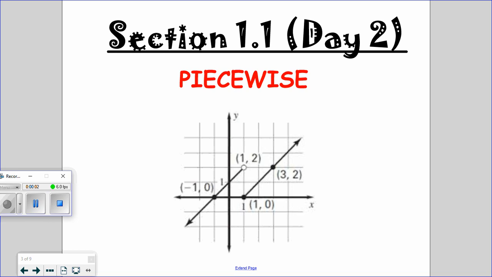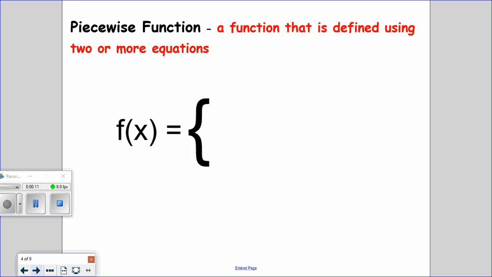Day 2 of 1.1, we are talking piecewise functions. You probably have had an intro to piecewise functions. What warrants getting the name piecewise function? It is just a function that is put together from two or more equations. I would say the vast majority of the ones we will ever see will be three functions, three equations. Sometimes two, every once in a blue moon up to four. That's not a rule. We just usually see three of them put together.